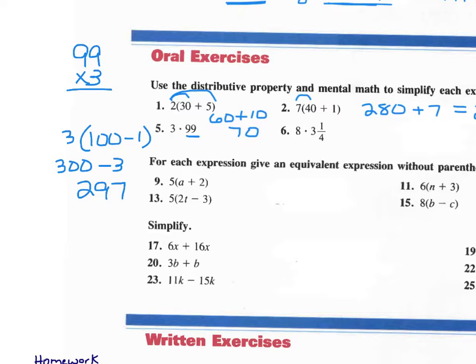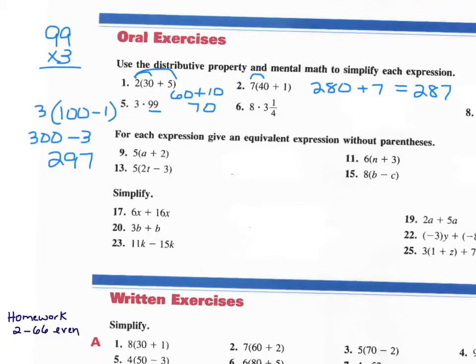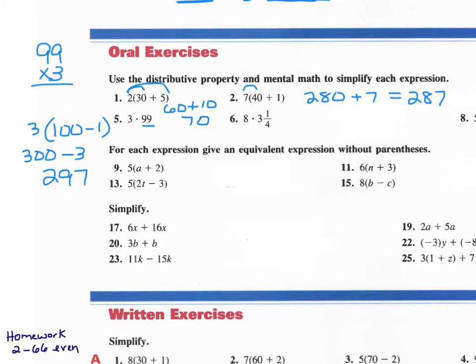And then this is similar to the example we did at the beginning. The only difference is now instead of 2 1/4, they have 3 1/4. So again, I can break it apart, and I could do 8 times 3 plus 8 times 1/4. 8 times 3 is 24. 8 times 1/4 is 2, giving me a grand total of 26.